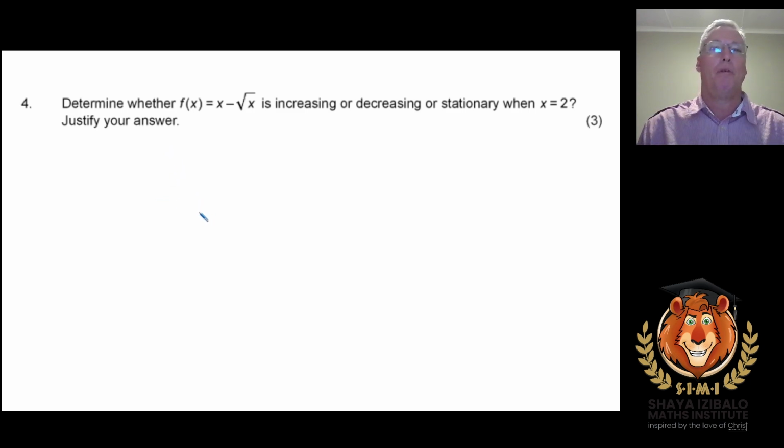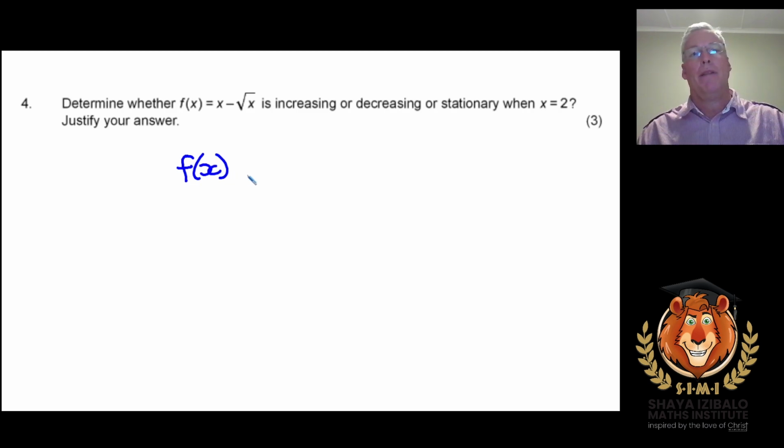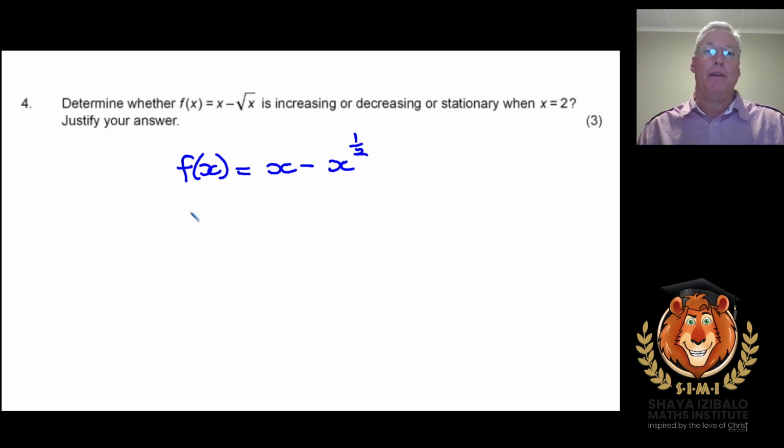Right, now, the whole point of finding derivatives is to learn something about the behavior of functions. Okay, and so this question says determine whether f of x equals x minus root x is increasing or decreasing or stationary. Well, if we work out its derivative, then we'll know. I'm not differentiating it yet. I'm writing it into flat form, okay? And now I'm ready to differentiate it.